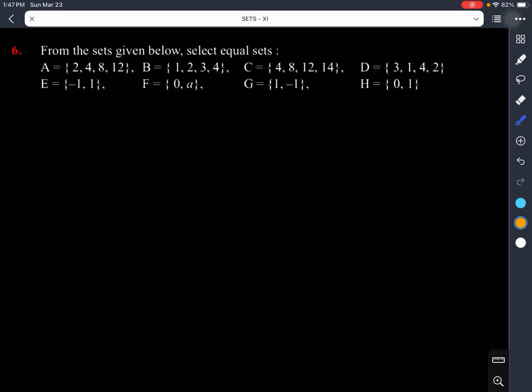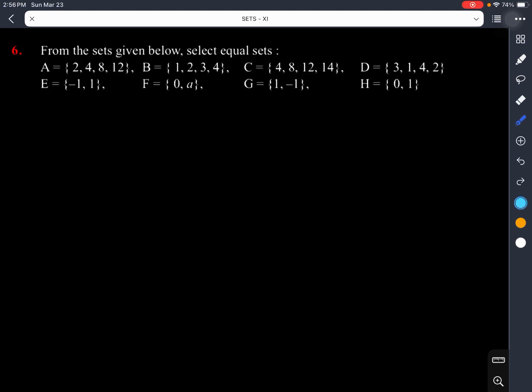Moving towards next question. The question is, from the sets given below, select equal sets. So we'll just have to find those sets which are equal. The first 4 sets, that set A, B, C and D, are each having 4 elements, while sets E, F, G and H are having only 2 elements each. So first 4 sets cannot be equal to the second 4 sets because they are having different number of elements. So let us eliminate this very possibility.